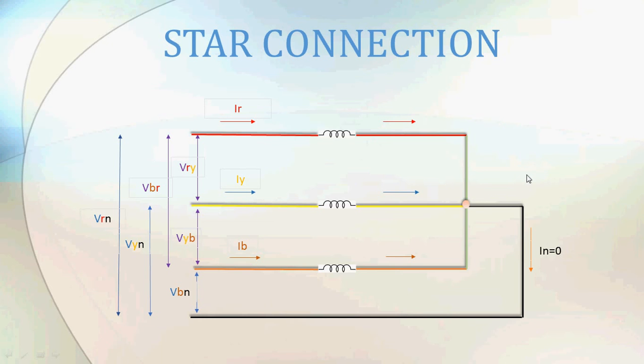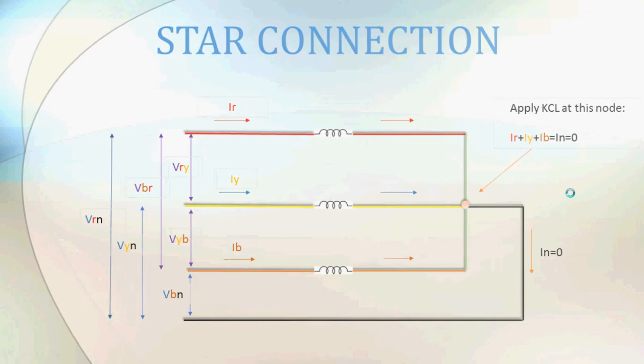Now let us move on to the next one. Let us say we have got node here. At that node we apply KCL, because all the currents are going inside a node and neutral current is coming out. Since this current is 0, algebraic sum of currents going in is equal to current coming out. That is equal to 0. This is the equation we get.